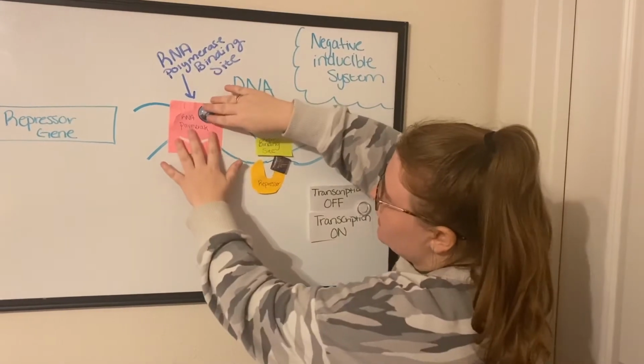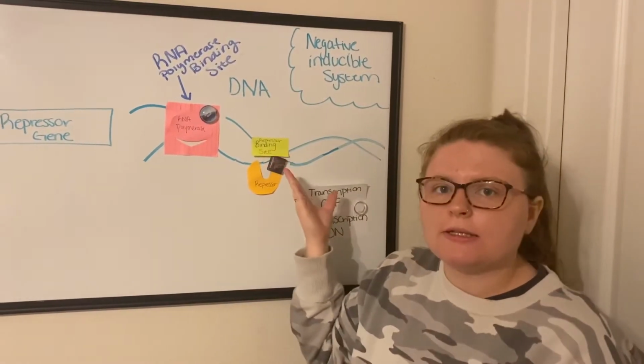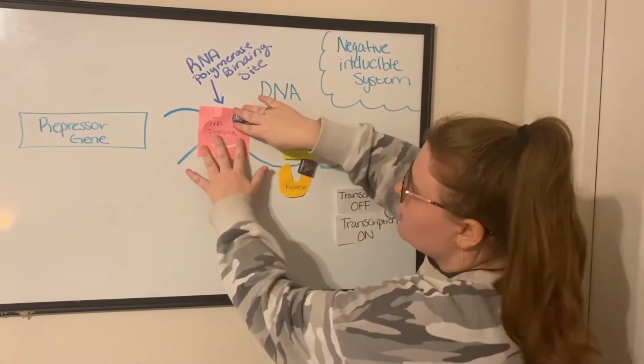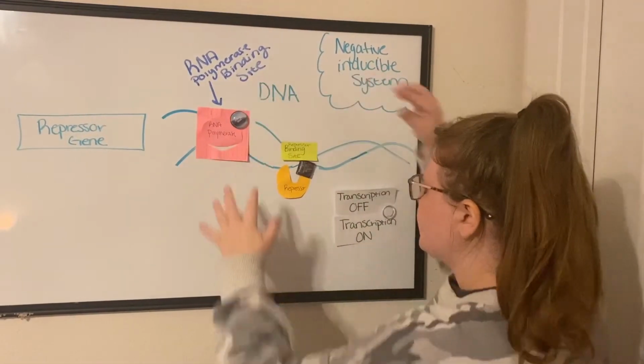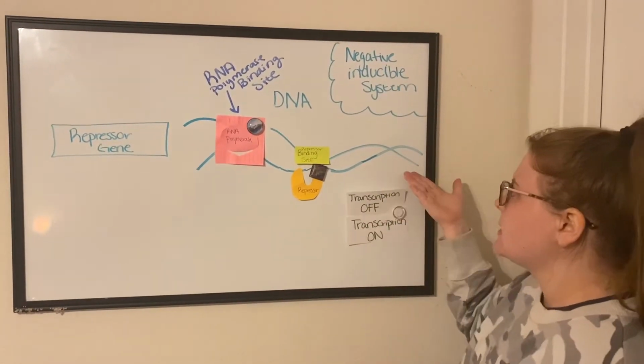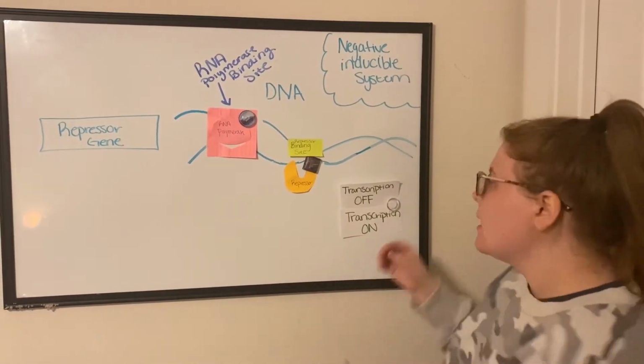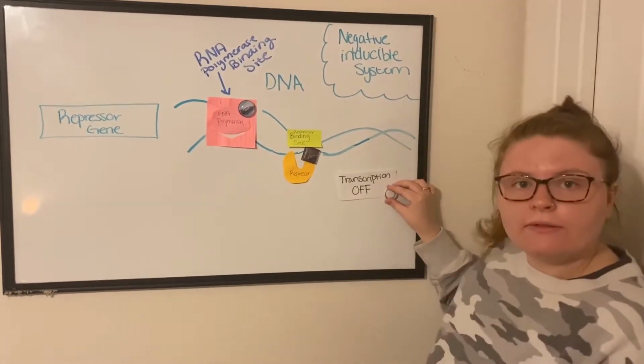Our RNA polymerase cannot move because the repressor is now bound to the repressor binding site, meaning it cannot go downstream and transcribe the rest of the DNA. So, the issue with this is that since this cannot be transcribed, when our small effector molecule is not present, transcription is turned off.